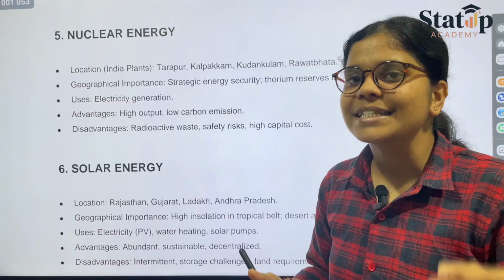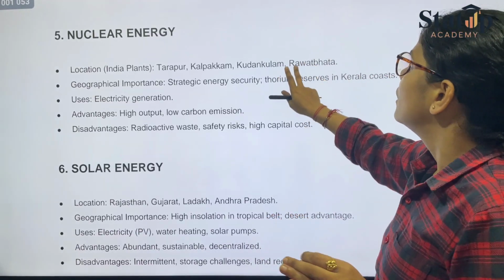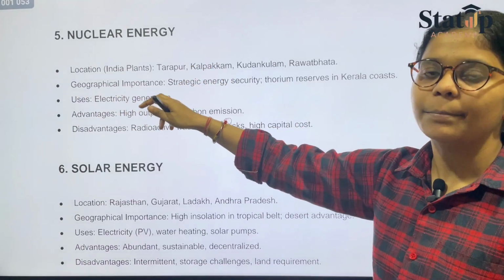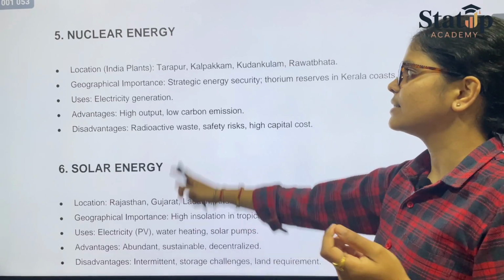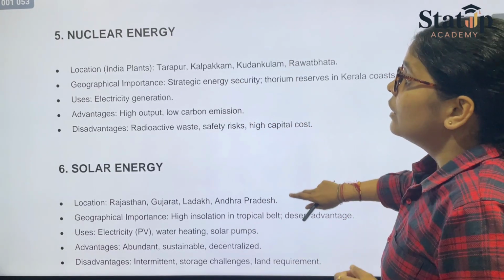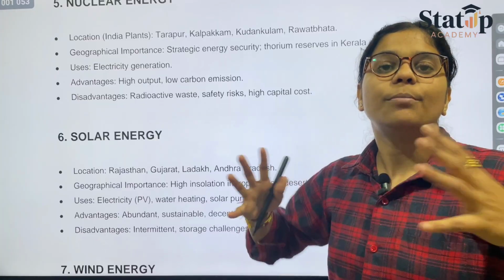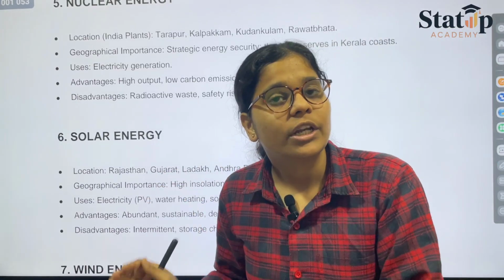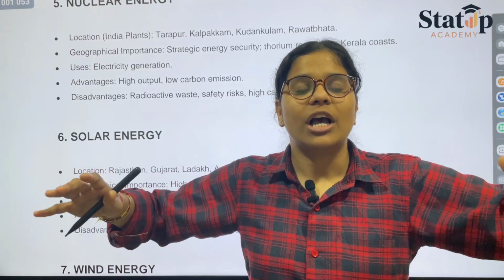So one of the basic places where nuclear power plants are found is Tarapur. Tarapur, the basic Indian plants or nuclear power plants, the major places are Tarapur or Kalpakkam. The geographical importance is that energy security is there and a huge amount of energy is produced. And where there would be nuclear power plants or nuclear stations in India, the surrounded area shall be barren.